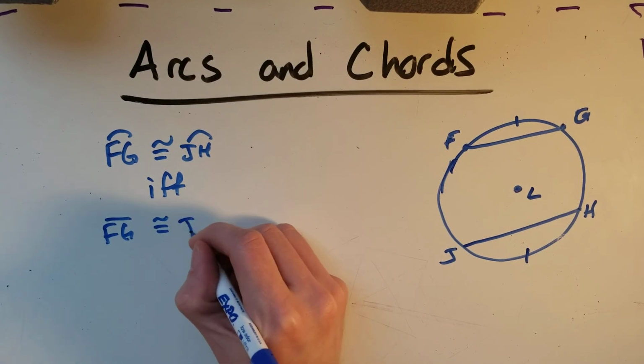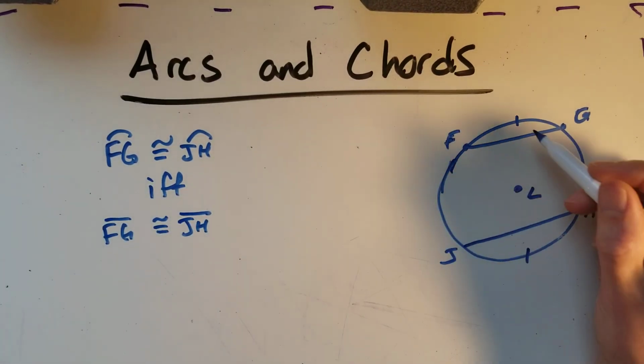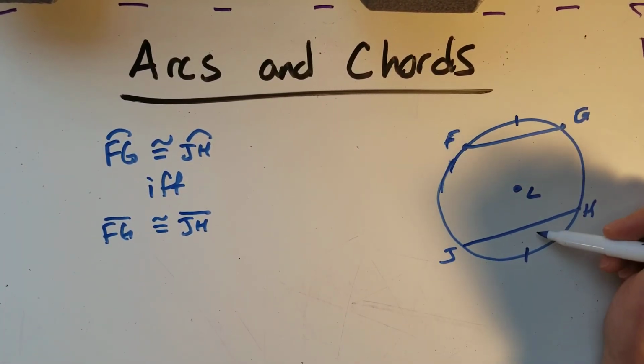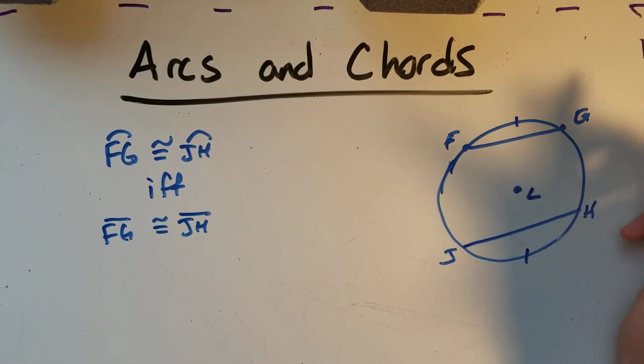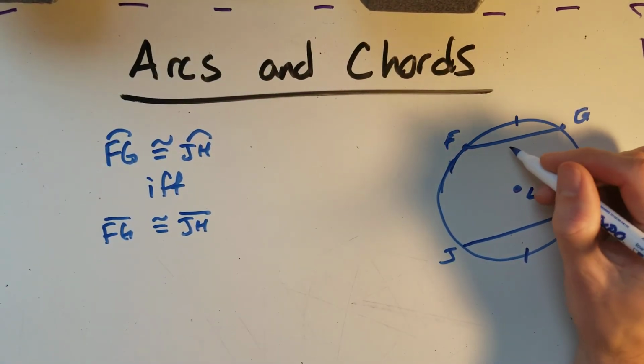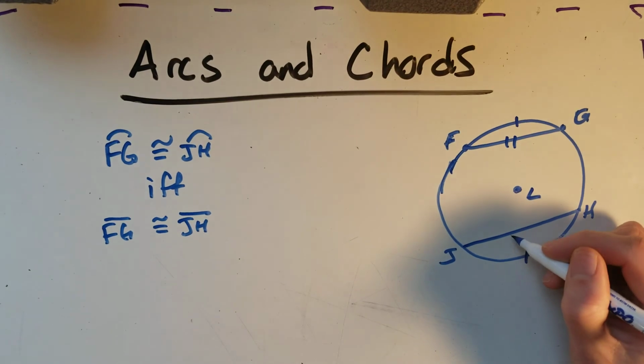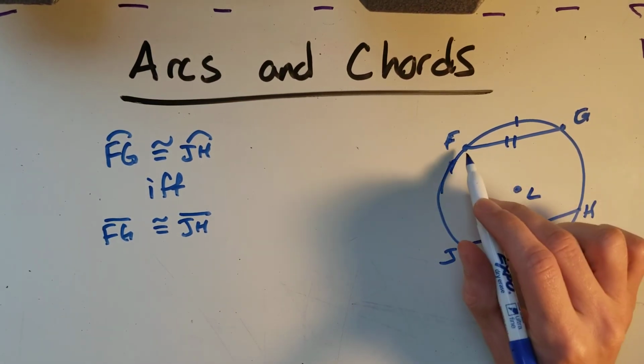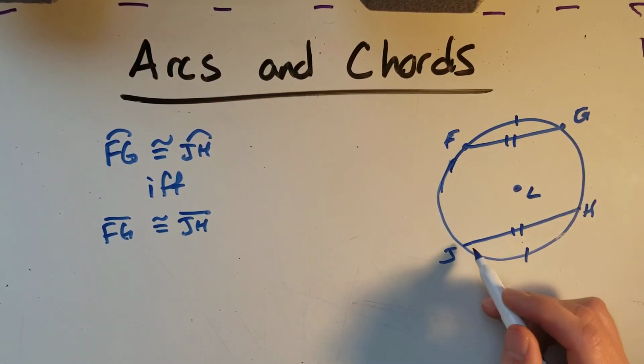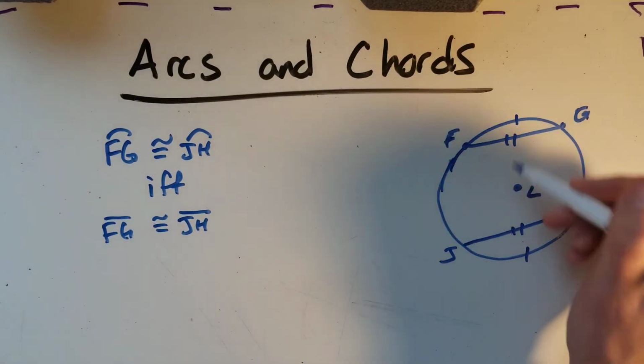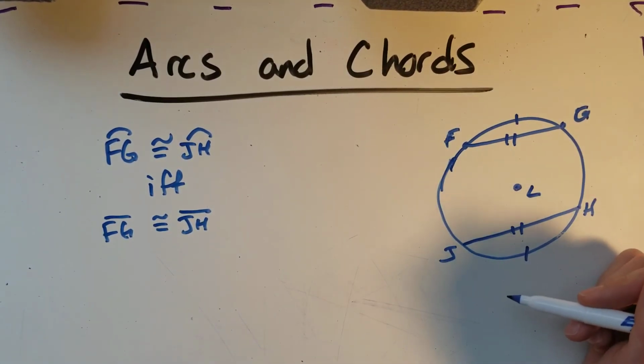are congruent as well. So if we know the arcs are congruent, then we know the chords are congruent as well, and it works the other way as well. If we know that this segment is congruent to this segment, if we know the chord FG is congruent to the chord JH, then we know their arcs are going to be congruent as well.